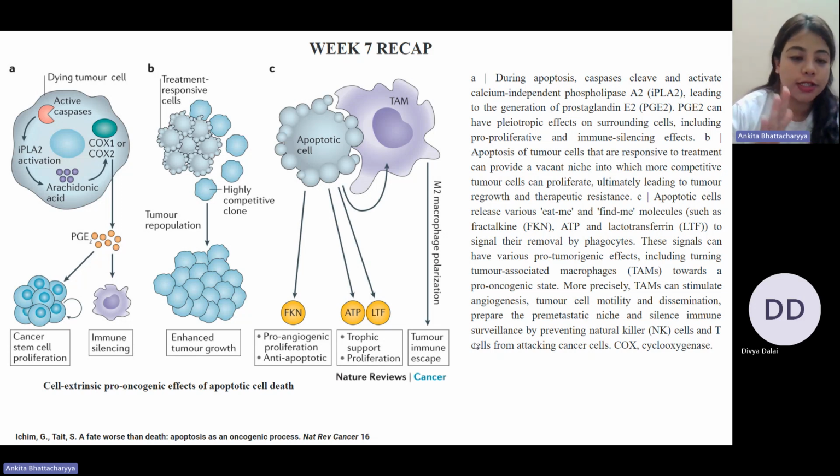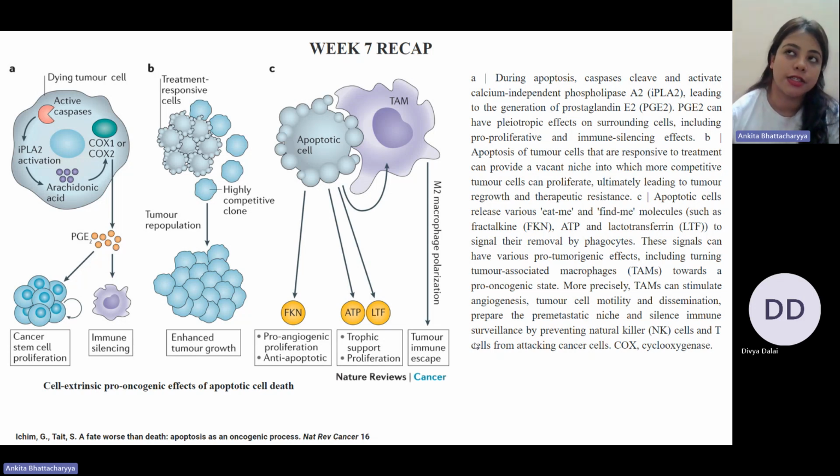So under the presence of a selection pressure, in a large number of cases, it is possible that the treatment responsive cells, while they die, are creating that immune silencing environment, and they are supporting the proliferation of these highly competitive clones and allowing them to survive further, which will lead to tumor regrowth and ultimately also lead to therapeutic resistance. Thirdly, apoptotic cells also release a number of eat me signals and find me molecules such as FKN, which is fractalkine, ATP, and lactoferrin to signal their removal by phagocytes.